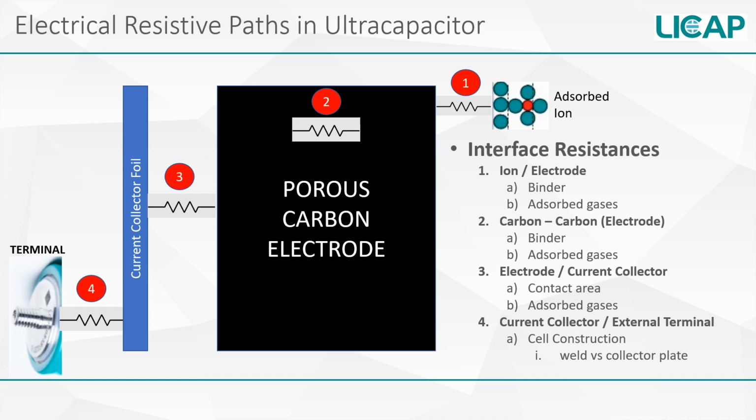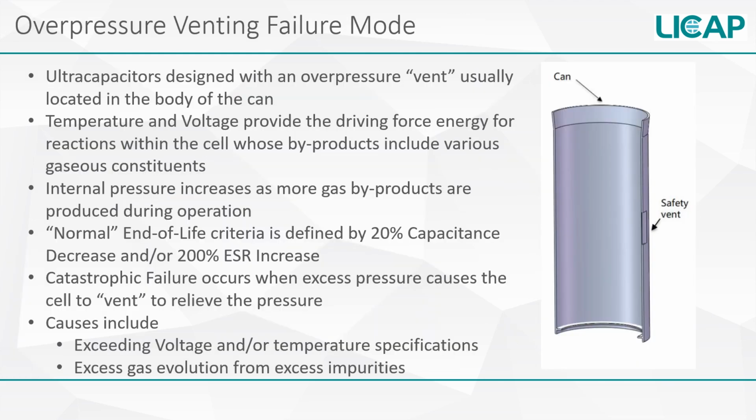Interface number 4 is the connection point between the current collector foil jelly roll and the external terminal. This interface has more to do with cell construction than the type of electrode used. As indicated previously, a robust metal collector disc is a far better conductor than a small wire welded to the collector foil, and thus cells constructed with the metal collector discs exhibit lower ESRs.